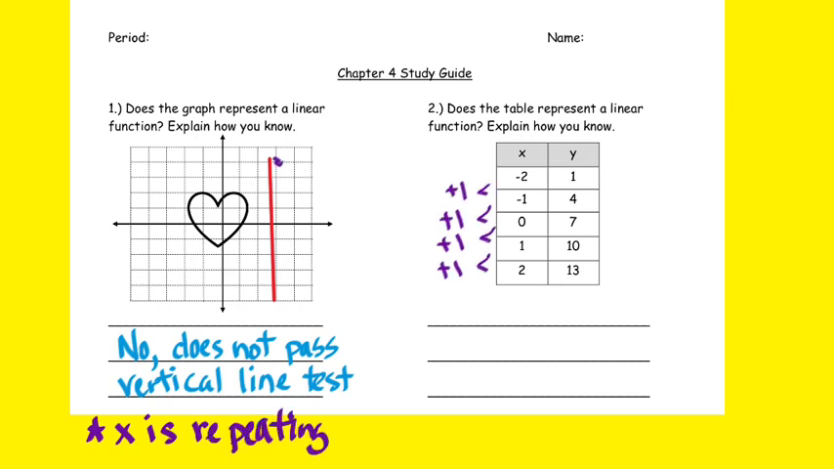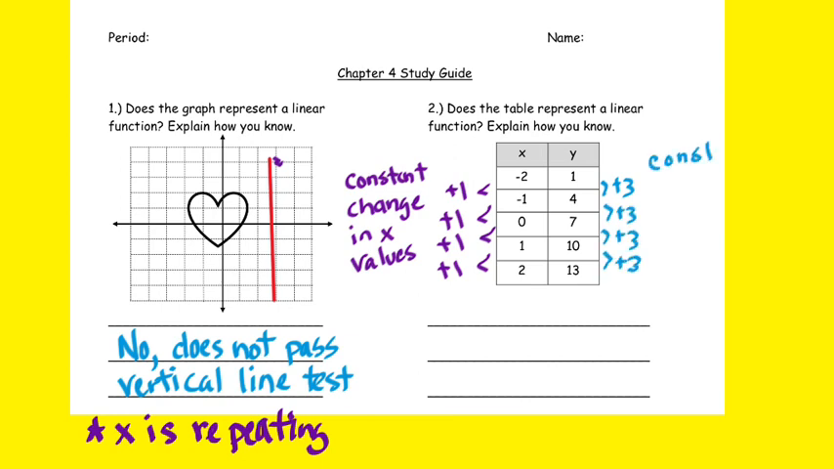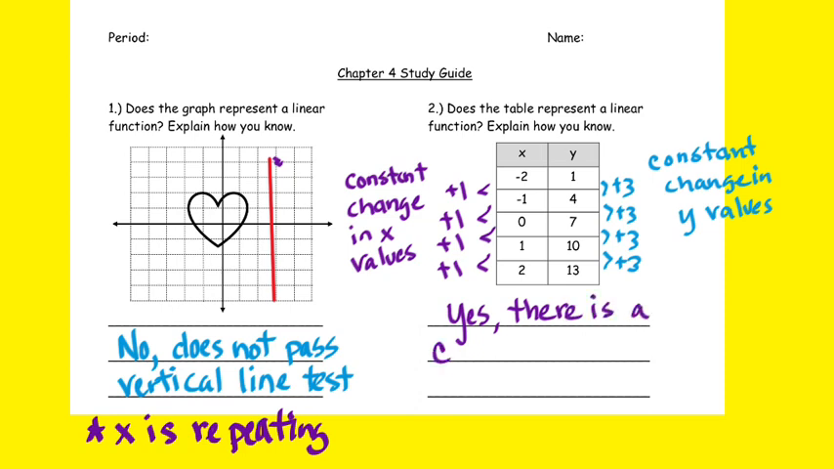On number 2, we can see there's a constant change in x and y values. X is not cheating or repeating, and the y values are also going up consecutively by 3. Because there is a constant change in both the x and y values, we know that the slope stays the same. It rises and it runs the same. Therefore, it is a linear function.